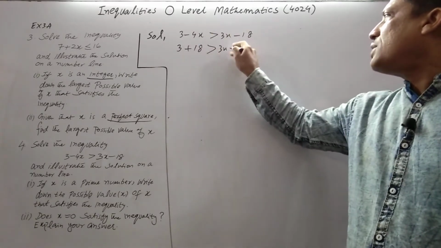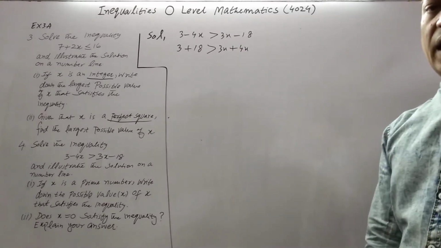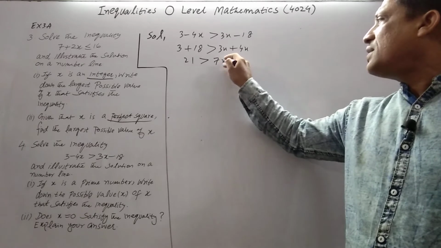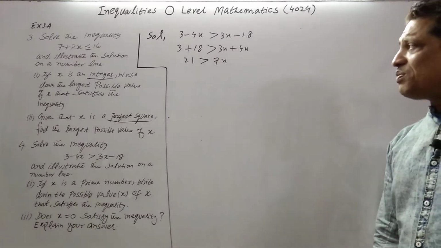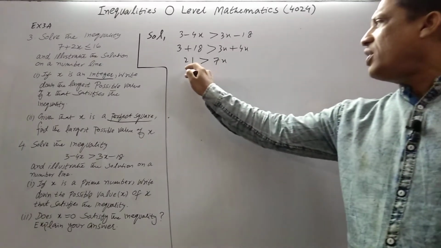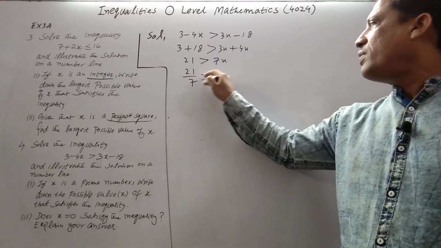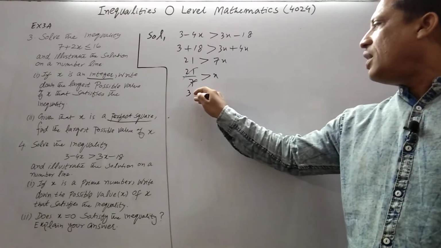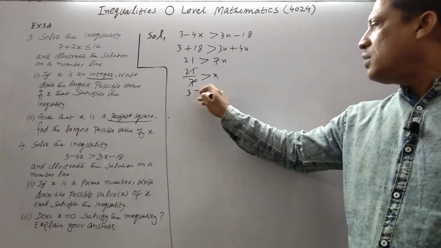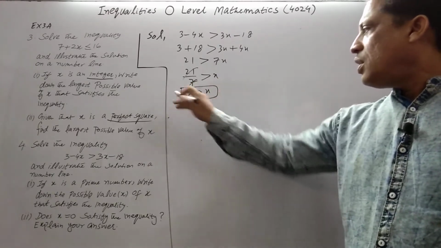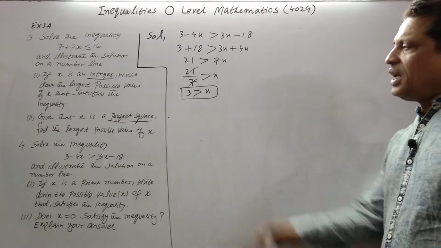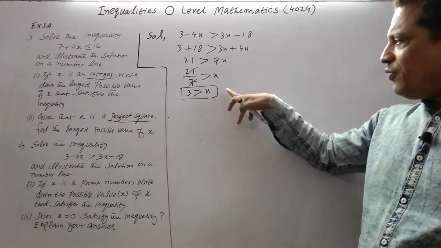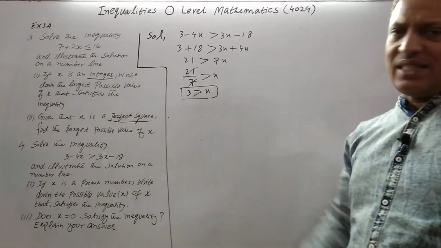This minus 4x becomes 4x. 18 plus 3 is 21. 3 plus 4 is 7x. This 7 is multiplied over here, so it should divide on the other side: 21 upon 7x. 7 threes are 21. So how to read this? 3 is greater than x, or you can read from the right side, x is less than 3.